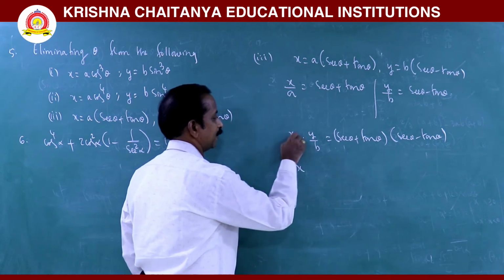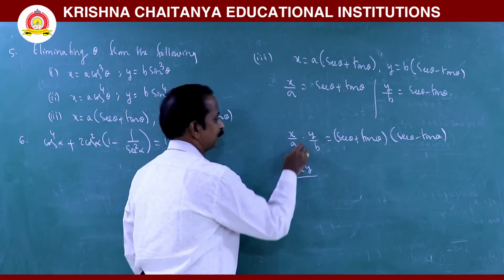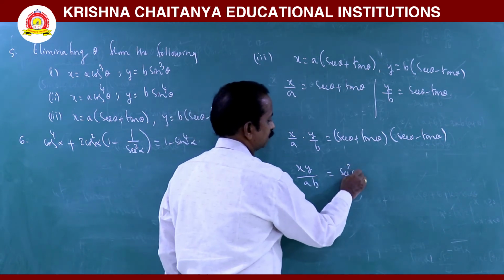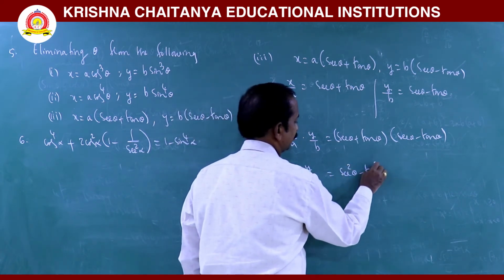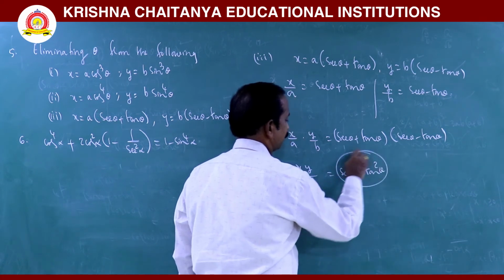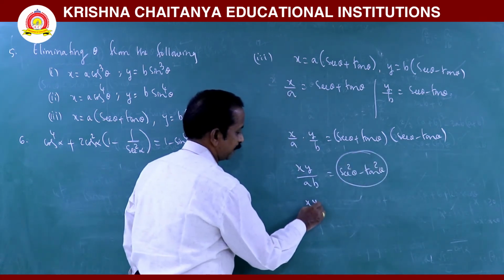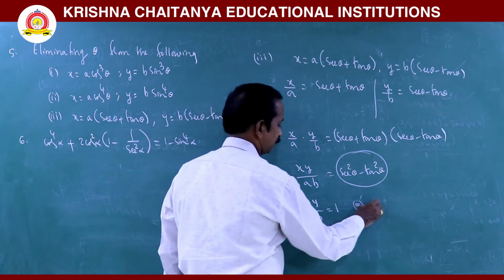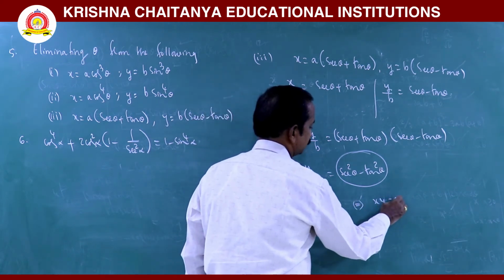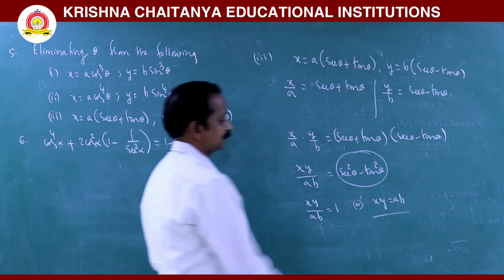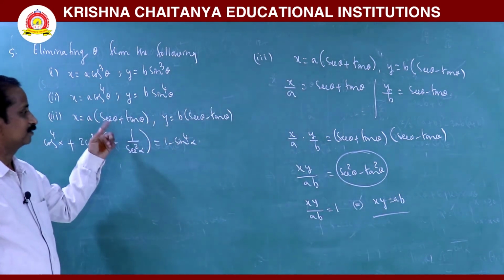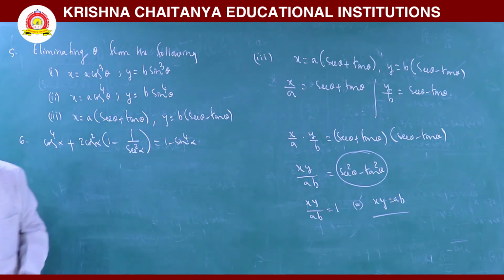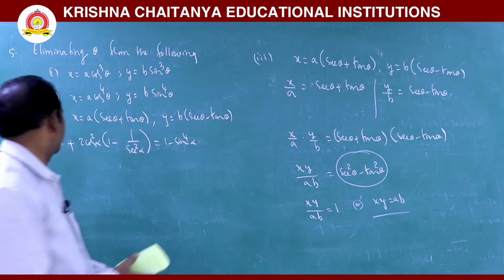Therefore xy by ab is nothing but secant square theta minus tan square theta. From the identity, its value should be 1. So xy by ab is equal to 1. We can also write that as xy is equal to ab. So that is the answer for the third question, eliminating theta. And now come to another one. So what is another one?